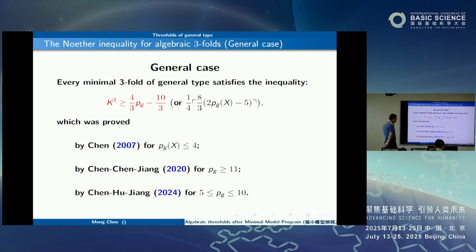For example, 2, 3, and 4. And only until 2020, we proved this general case for geometric genus PG larger than or equal to 11. And only last year, we worked out the last open case, PG between 5 and 10. So now we can say that this inequality holds for every minimal threefold of general type.